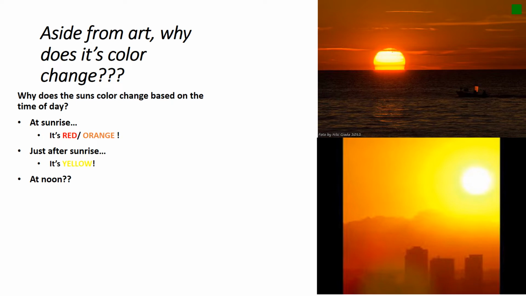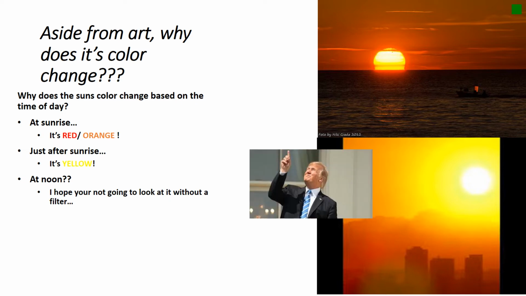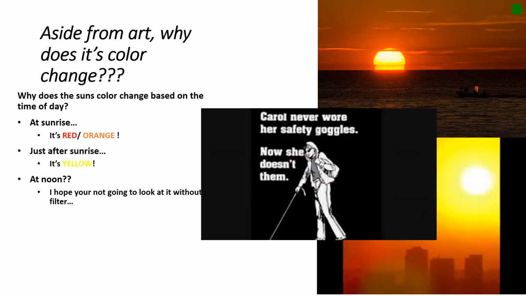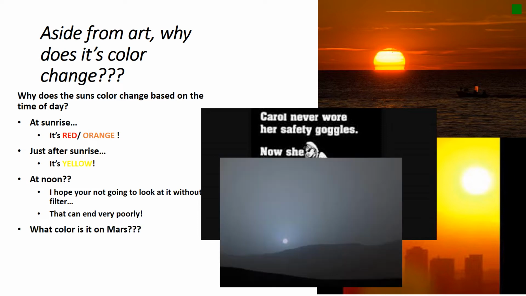But at noon, please, for the love of all that is holy, without eye protective equipment, do not look at the sun. It will burn out your retinas if you do it too long or too often. So what color is it when it's all the way up there? It's hard to tell, but you can see here just from these two images, it's going to change color apparently.